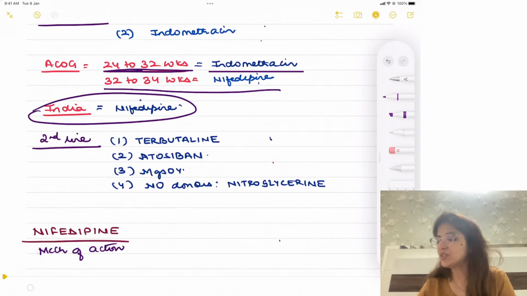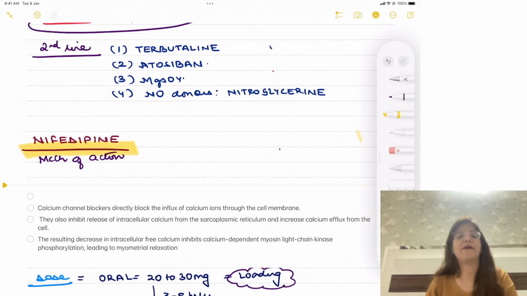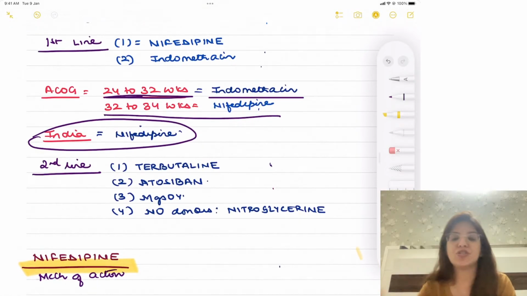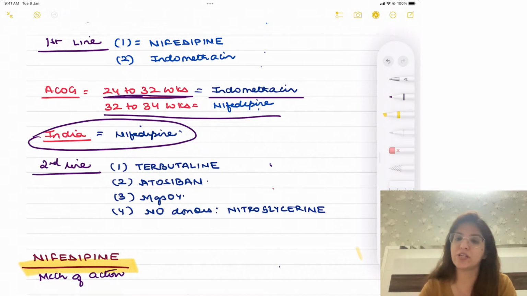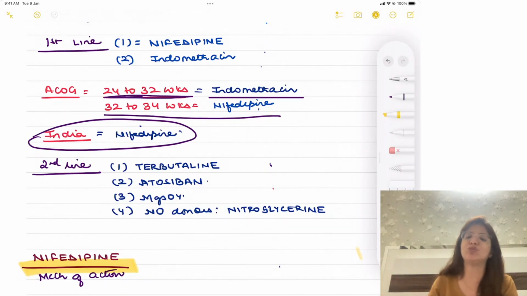Right? Now, coming to the details of tocolysis. So first we are going to talk in detail about nifedipine. Right? So I hope all of you are understanding this. See, I am going a little fast so that you understand quickly. And next time when you are listening to it, you can make your notes. If you are able to write fast and make notes simultaneously, nothing like it. But if not, then this lecture is going to stay on YouTube and you can take down notes a little later.